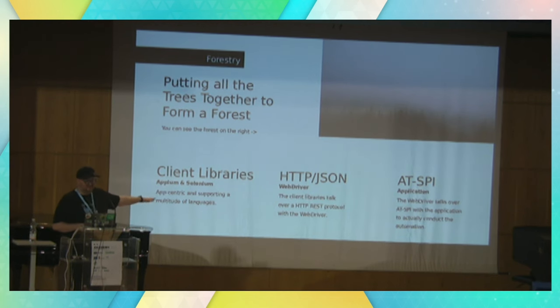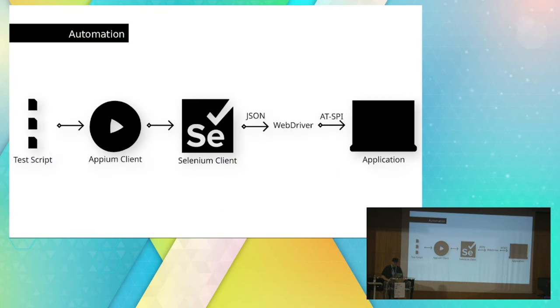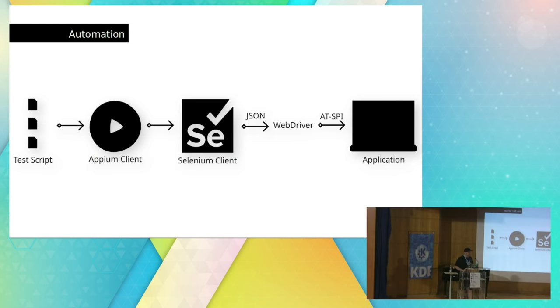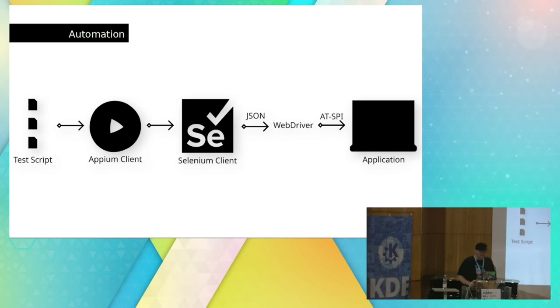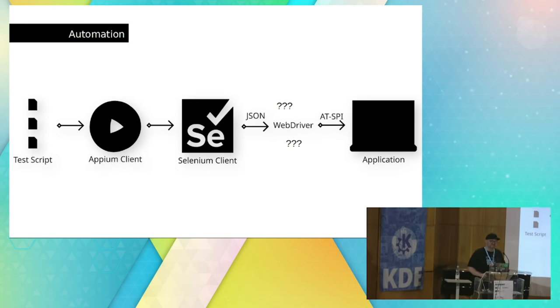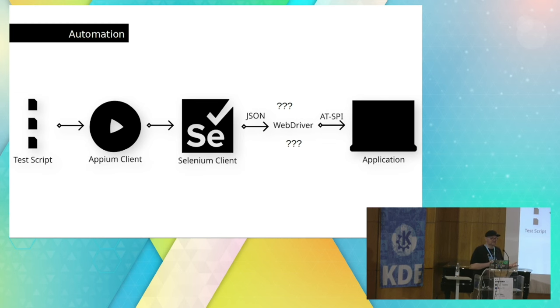But what is this? WebDriver. Why do you not have an icon? Oof, big question mark there. Something is missing. The WebDriver bit. So the actual thing that does the work, right? That is missing because there's no such thing for ATSPI. We need a WebDriver that is capable of receiving Selenium requests and then translating that to ATSPI requests. And that's the thing I did. So if you check it out on invent, that would be cool. It essentially handles the communication between Selenium and the actual entity under test.